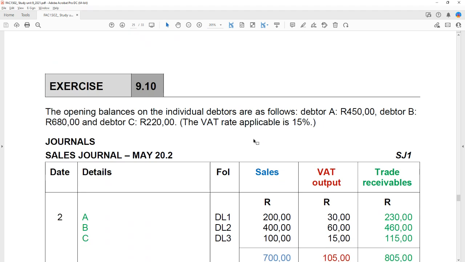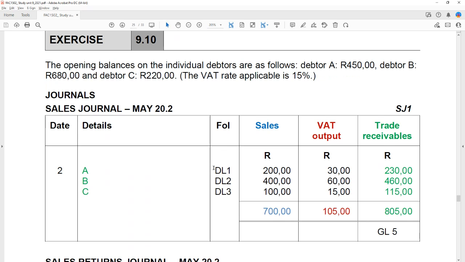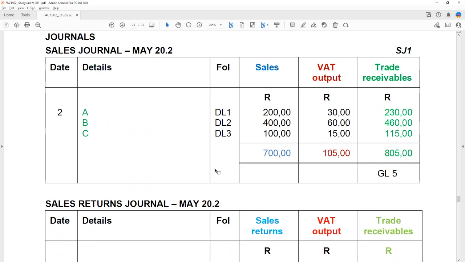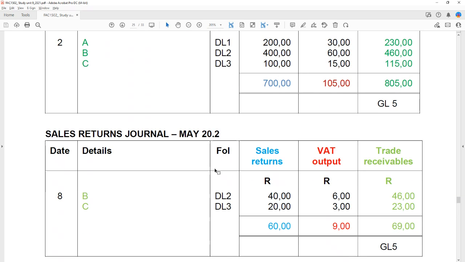Now, during May of 20.2, we have the sales journal. We have the transactions where we sold on credit to customers A, B, and C, or debtors A, B, and C. We also have a sales returns journal for May, where debtors B and C returned some of the inventory or merchandise that they previously purchased from you.